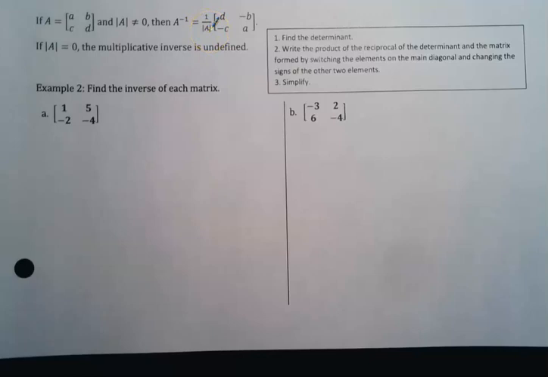That's kind of nice, right? Instead of doing all the work, we can find the determinant of A and write 1 over that, and we're going to get the inverse. So it's 1 over the determinant of A times, we'd have D, negative B, negative C, A. So it's a little handy there. If the determinant of A equals 0, however, the multiplicative inverse is undefined.